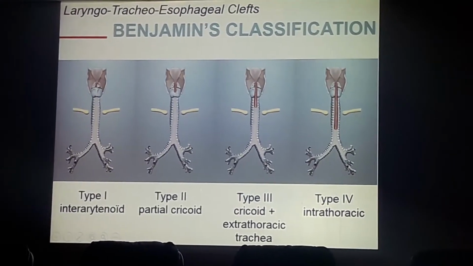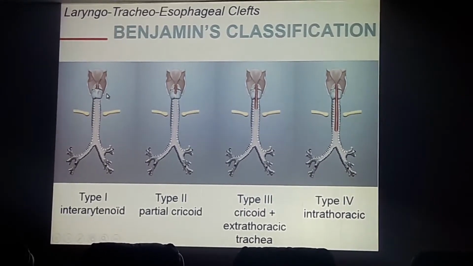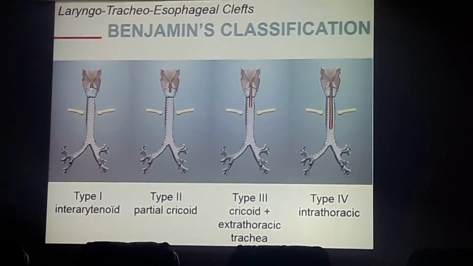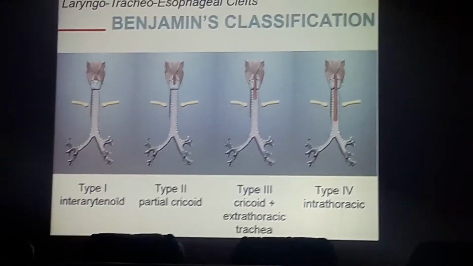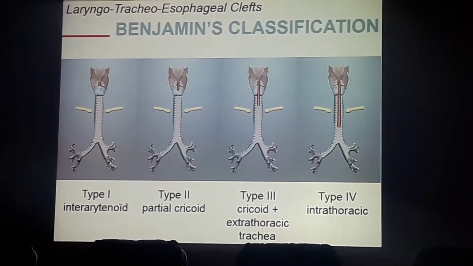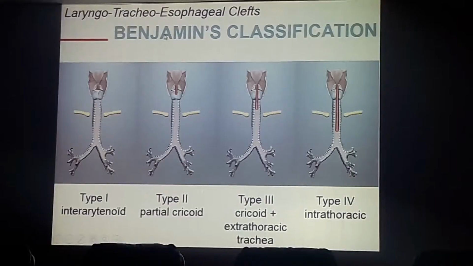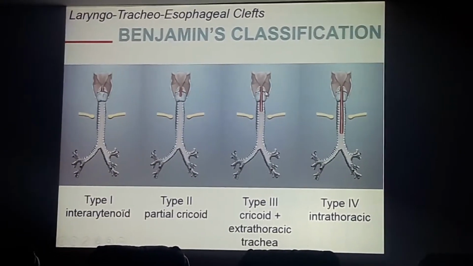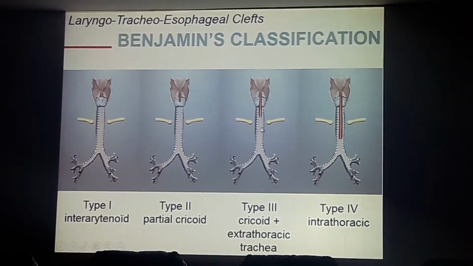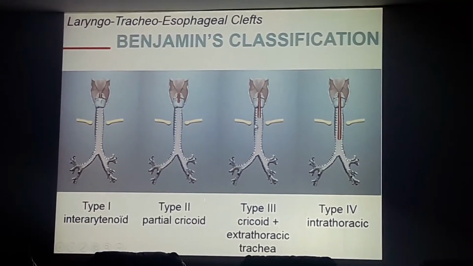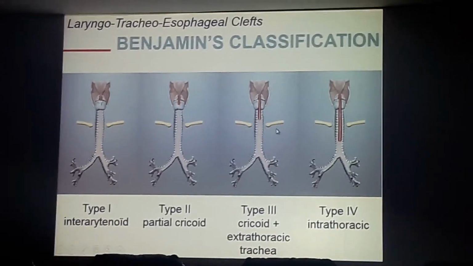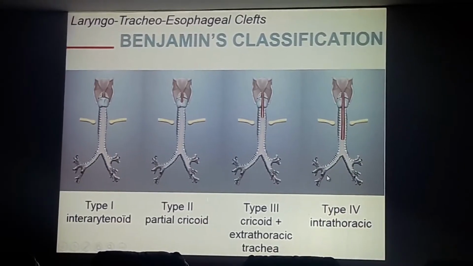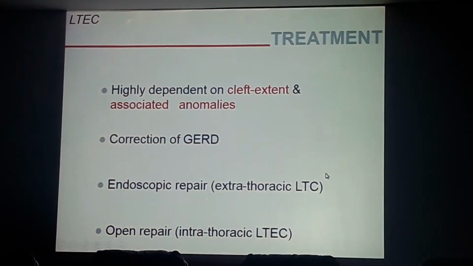If you have an interarytenoid area which is cleft, it is type 1. For the younger colleagues here, a cleft would mean that the posterior tracheal wall is not there, so the esophagus and the trachea communicate with each other. Type 2 is where it extends slightly past the cricoid. Type 3 goes trans-cricoid and trans-tracheal, but is outside the mediastinum or the thorax. Type 4 goes into the trachea, into the thorax, and can move into one of the bronchi as well.